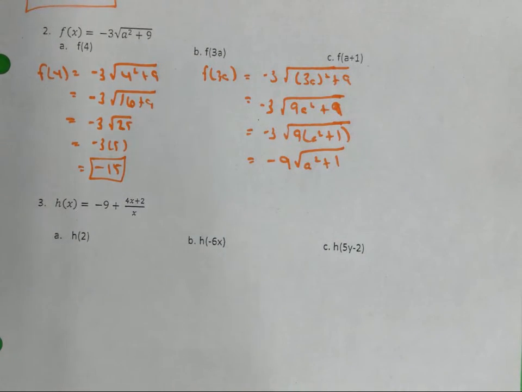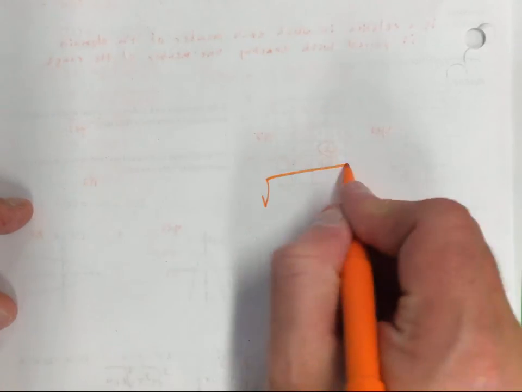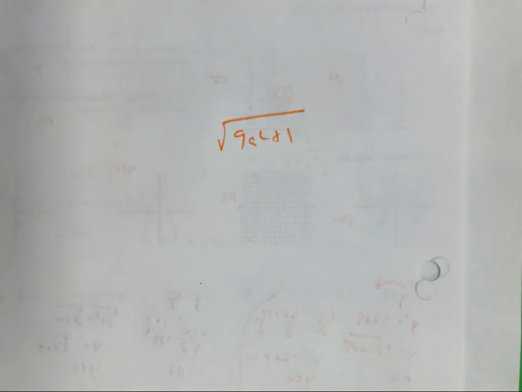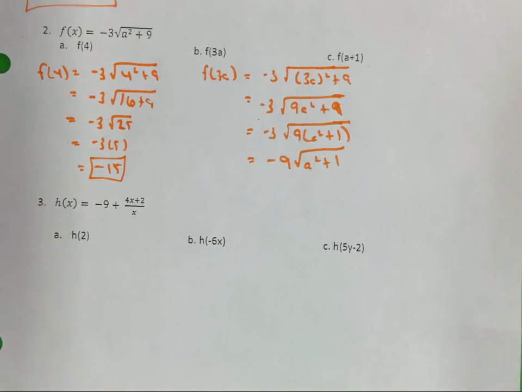Like, if you had this under the radical, 9a squared plus 1, that would be real tempting because they're all perfect squares, aren't they? But can you factor anything out? No, you can't do anything else with that, guys. That's a rare occurrence right there. Does that make sense? Okay.